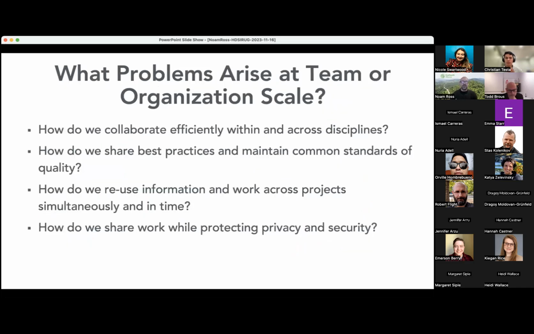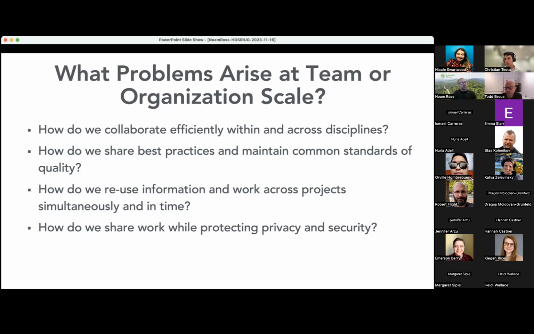So we might think of what problems arise at the team or organizational scale for reproducible research. So how do we collaborate efficiently within and across disciplines that are working on a common problem? How do you share best practices with an organization and maintain common standards of quality? How do you reuse information and work across different projects that are going simultaneously and projects that are successional, old projects and new projects from your group and other projects?